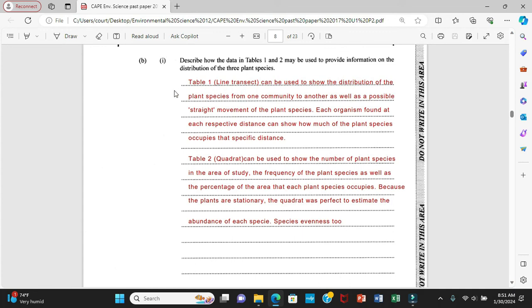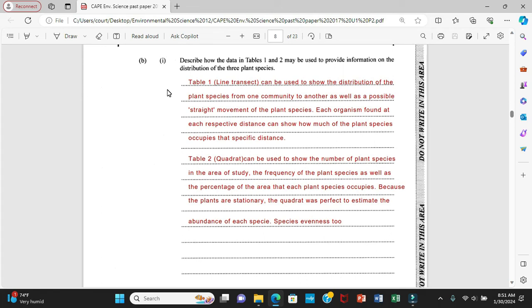So table 1 can be used to show the distribution of the plant species from one community to another, as well as the possible straight movement of the plant species. Each organism found at each respective distance can show how much the plant species occupy that distance. All right, so you can use it.